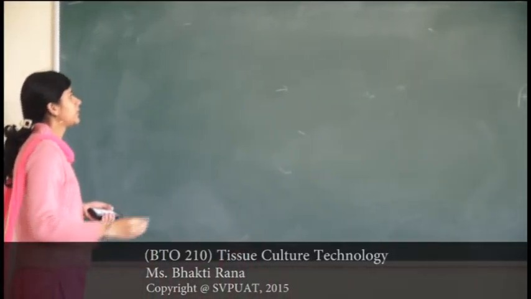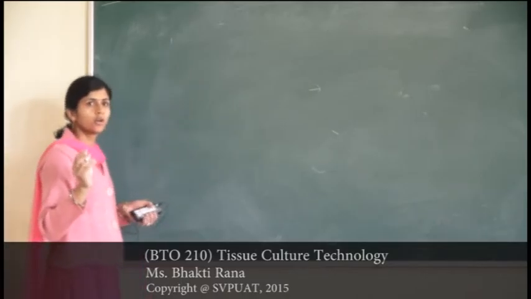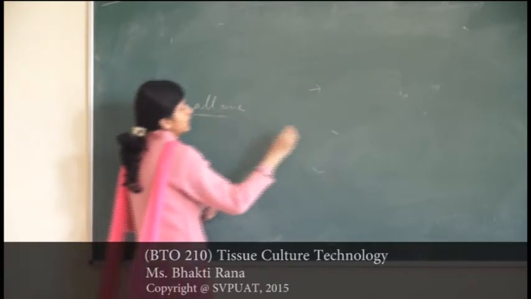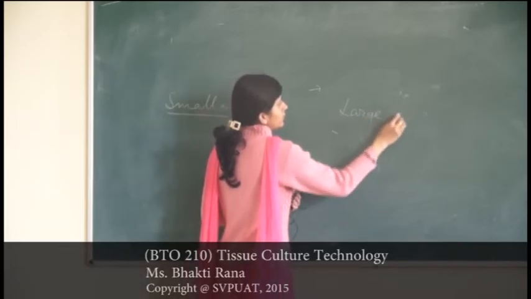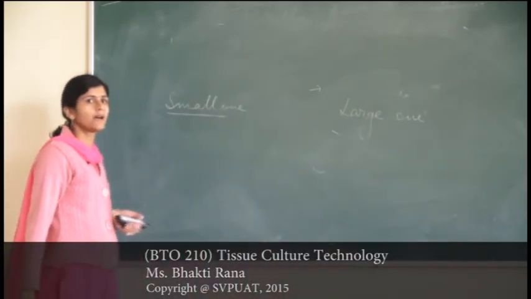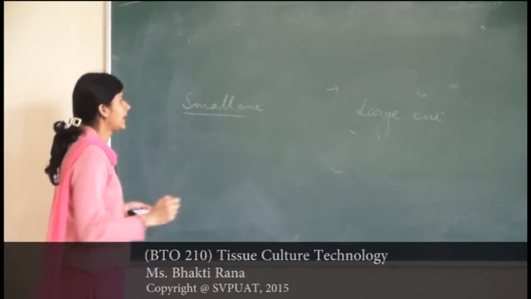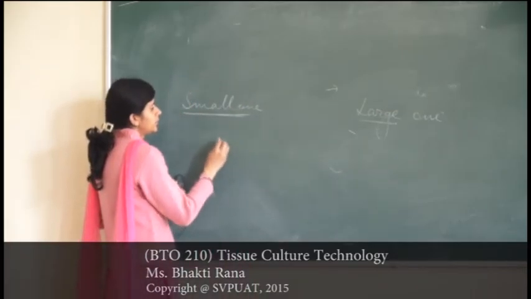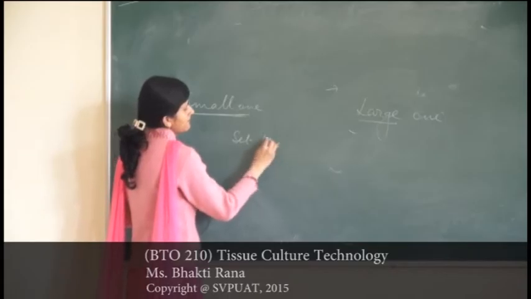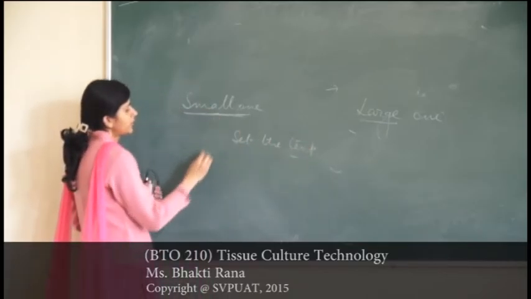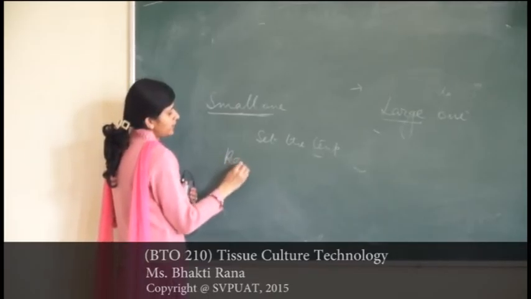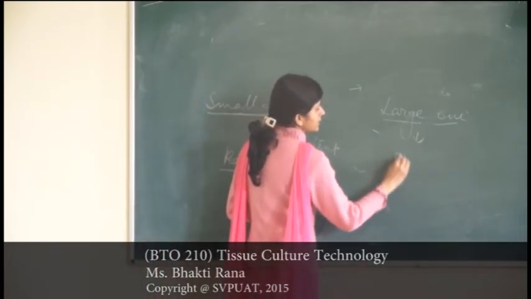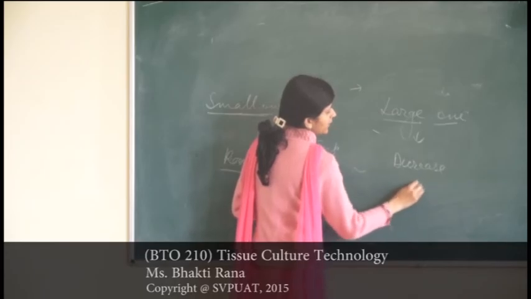Then in labs we usually use different types of centrifuge, we also call it a microfuge. We use a small one and you have a large one. All of you have seen which one is small and which one is larger. But there is a difference: in a small one you cannot set the temperature, you have to work at room temperature, but in a large centrifuge you can decrease the temperature, up to 4 degrees Celsius.